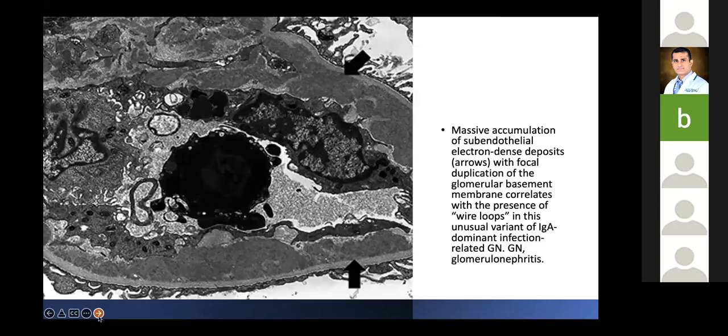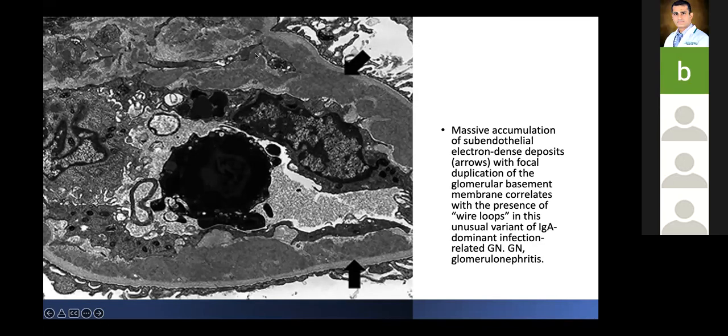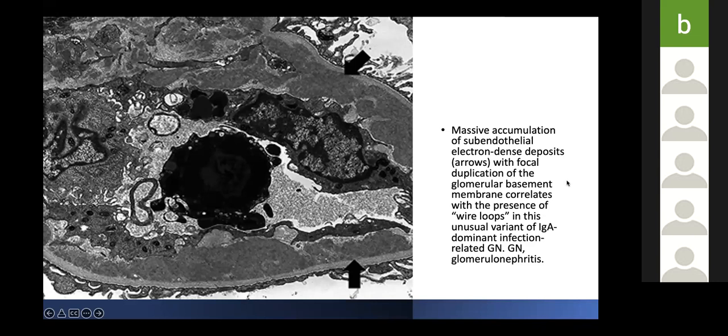Next slide. This is a very unusual presentation of post-streptococcus GN. This is a massive subendothelial deposit. It can also happen sometimes, but it is very unusual.